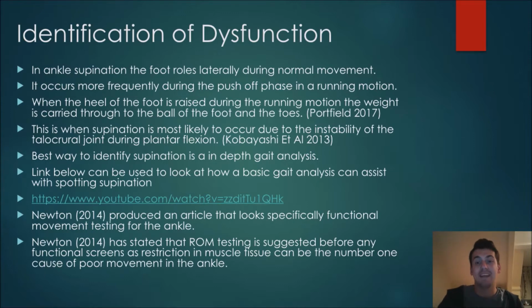The best way to identify supination is through what we call a gait analysis. By doing a gait analysis, we can look at how often someone supinates, when they start to supinate in the movement, and then we can look at ways to correct this. The link in the video is a link to a supination gait analysis.